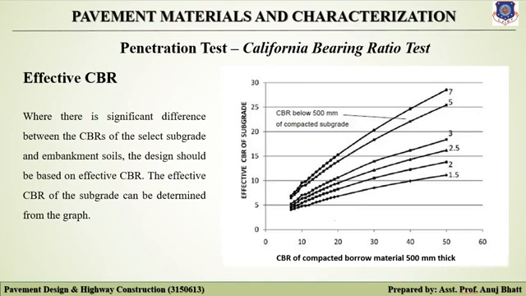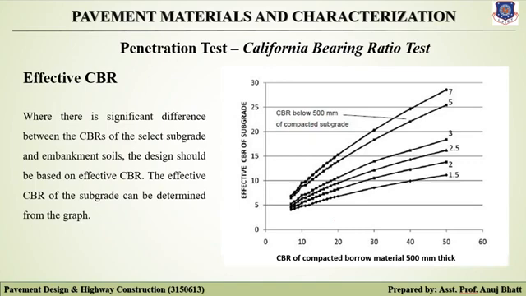We can say that the soil which is selected for the subgrade soil and the soil which is already available at the embankment, both soils have a significant difference in their CBR values. At that moment, this effective CBR concept is applicable to consider the final CBR value. So the effective CBR of the subgrade can be determined as per the graph.